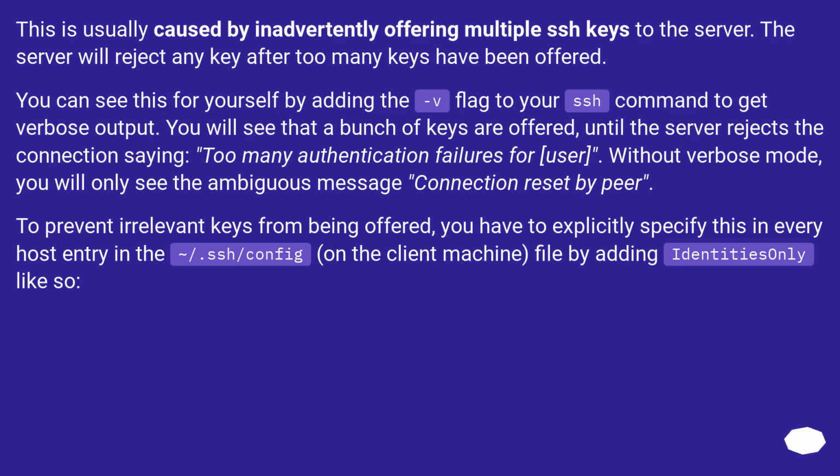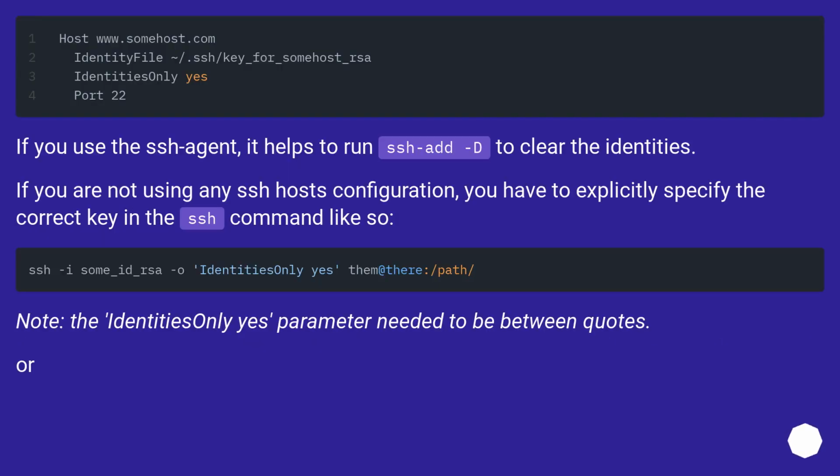To prevent irrelevant keys from being offered, you have to explicitly specify this in every host entry in the ~/.ssh/config file on the client machine by adding IdentitiesOnly like so. If you use the SSH agent, it helps to run ssh-add -D to clear the identities.